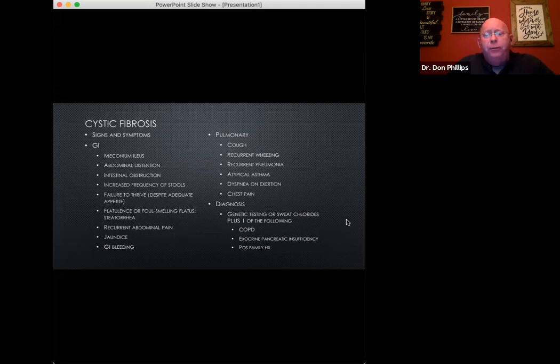So the diagnosis, now this is new, because obviously now we have genetic testing. When I was a resident, we didn't know anything about that stuff back then. It just wasn't available. You could get it, but it's something that has exploded in the past few years. So they're saying that the diagnosis requires genetic testing or sweat chlorides plus any one of the following: COPD, exocrine pancreatic insufficiency, or another family member, usually a sibling, with it. Yeah, it's one of those that the diagnosis has changed somewhat, especially compared to when I was a resident.